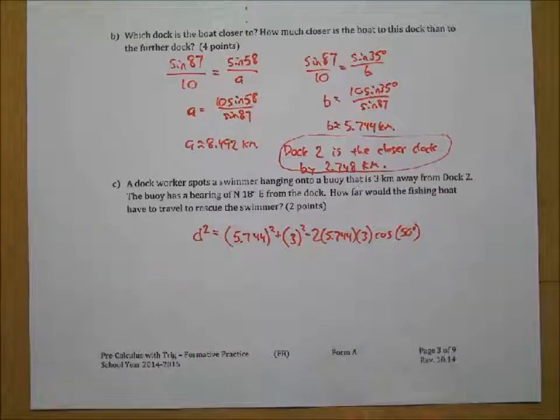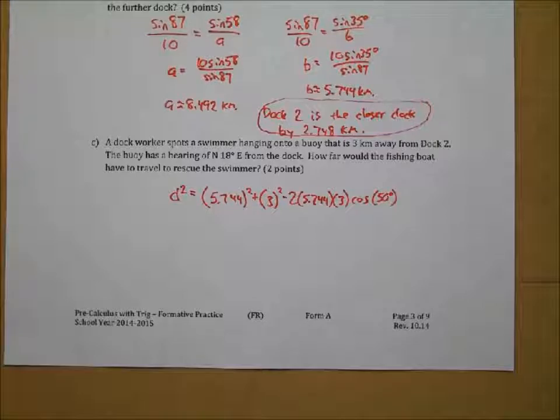Anyway, let's go ahead and solve this real quick. We get 5.744 squared plus 3 squared minus 2 times 5.744 times 3 cosine 50. All right, so I get about 4.454.